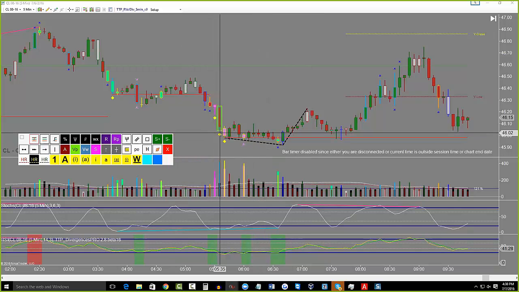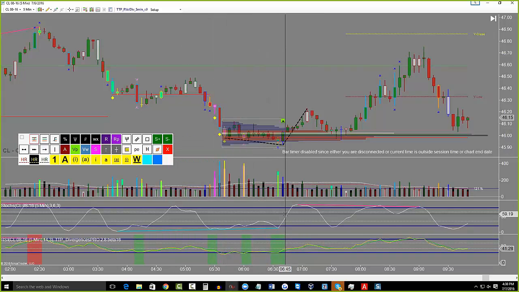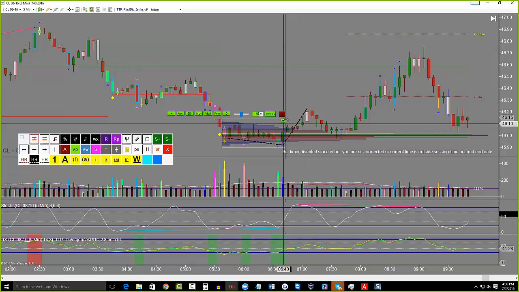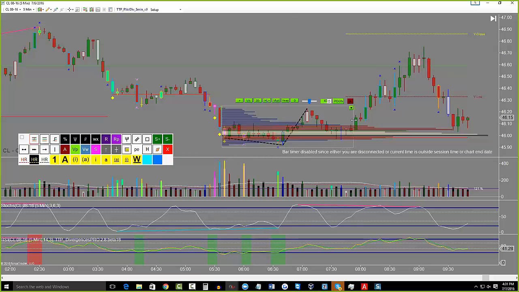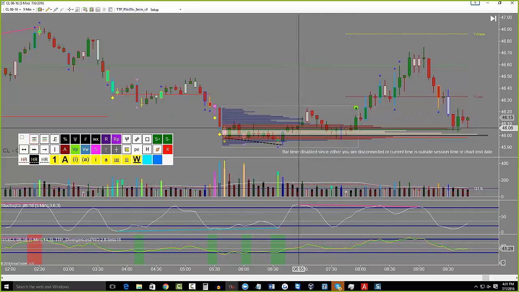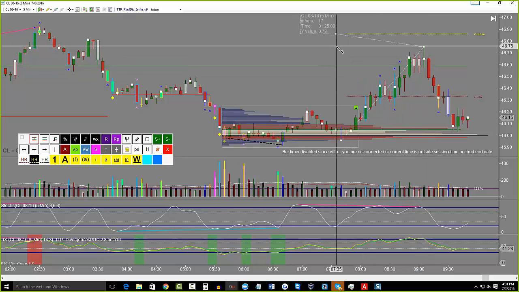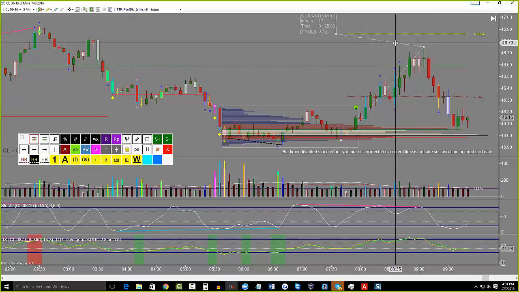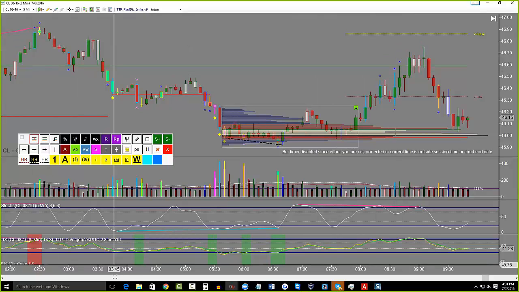So this is our little accumulation. Pretty nice accumulation there. And I'd say this whole entire thing really is. And then of course we get the big push up and out of it, which you can obviously see. And that's about an 80 tick drive up. But after a huge swing down.